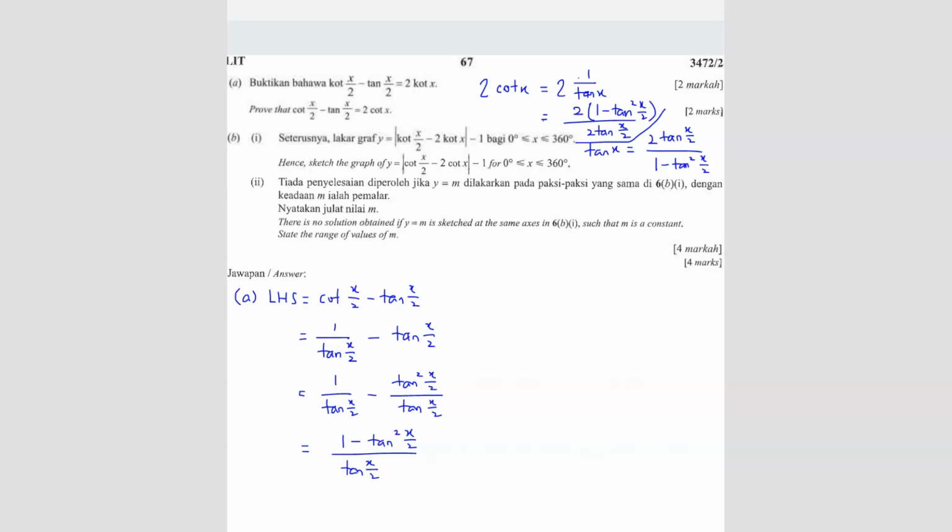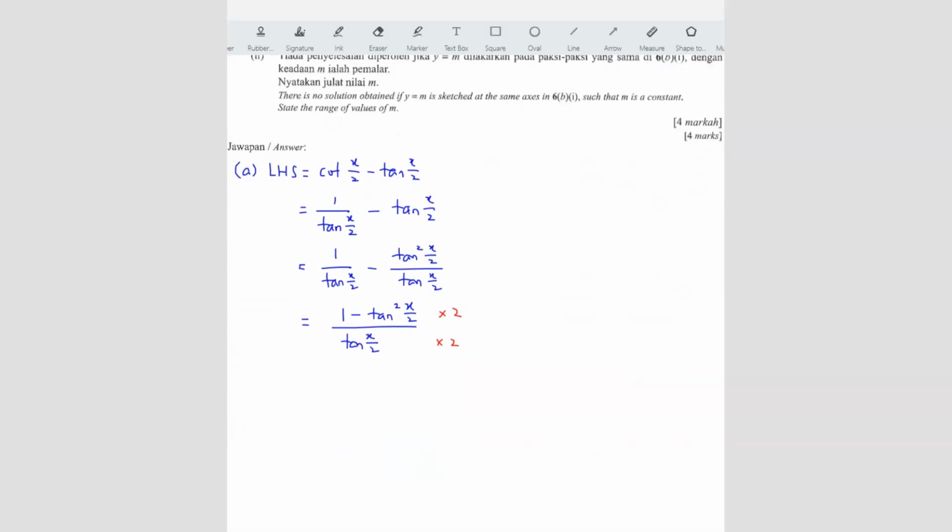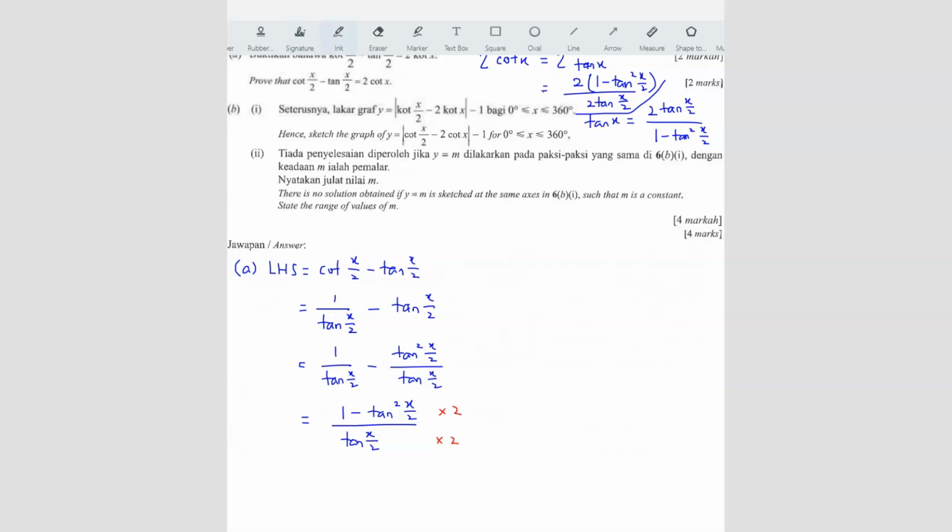So what do you notice? This part is actually the same as here: 1 minus tangent square x over 2 over tangent x over 2. The only difference is there is a 2 and 2 up there. So I'm going to times 2 up here and times 2 up here. Let me scroll down. What I will get is 2 times 1 minus tangent square x over 2 over tangent x over 2, over 2 tangent x over 2.